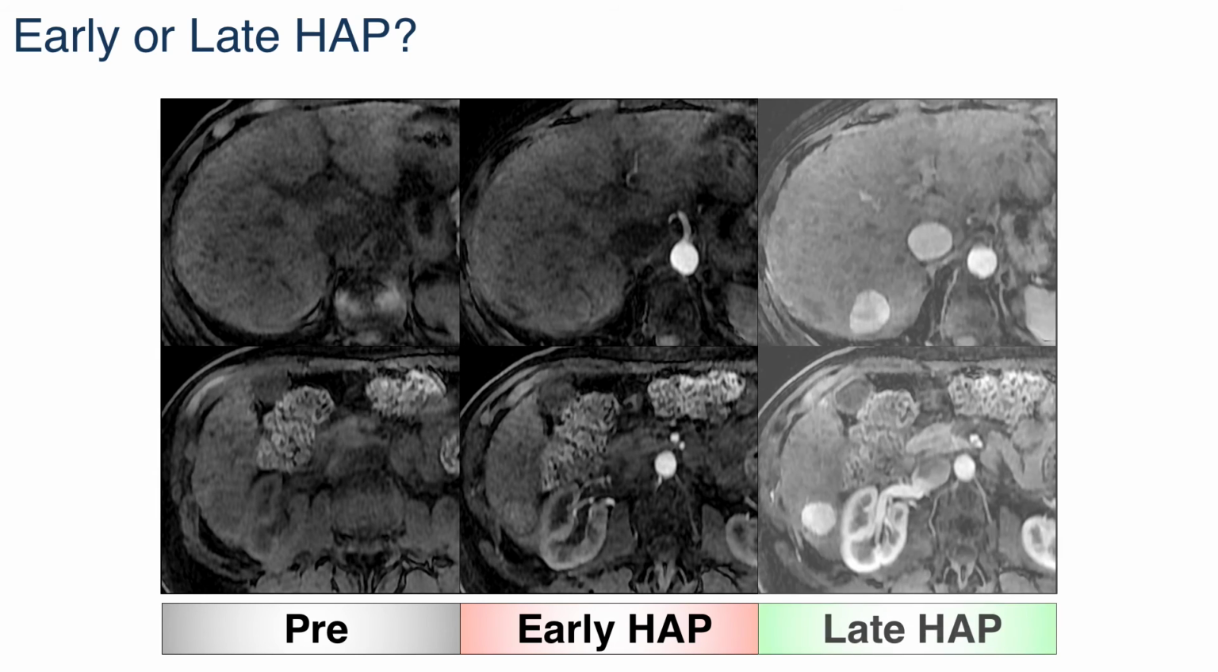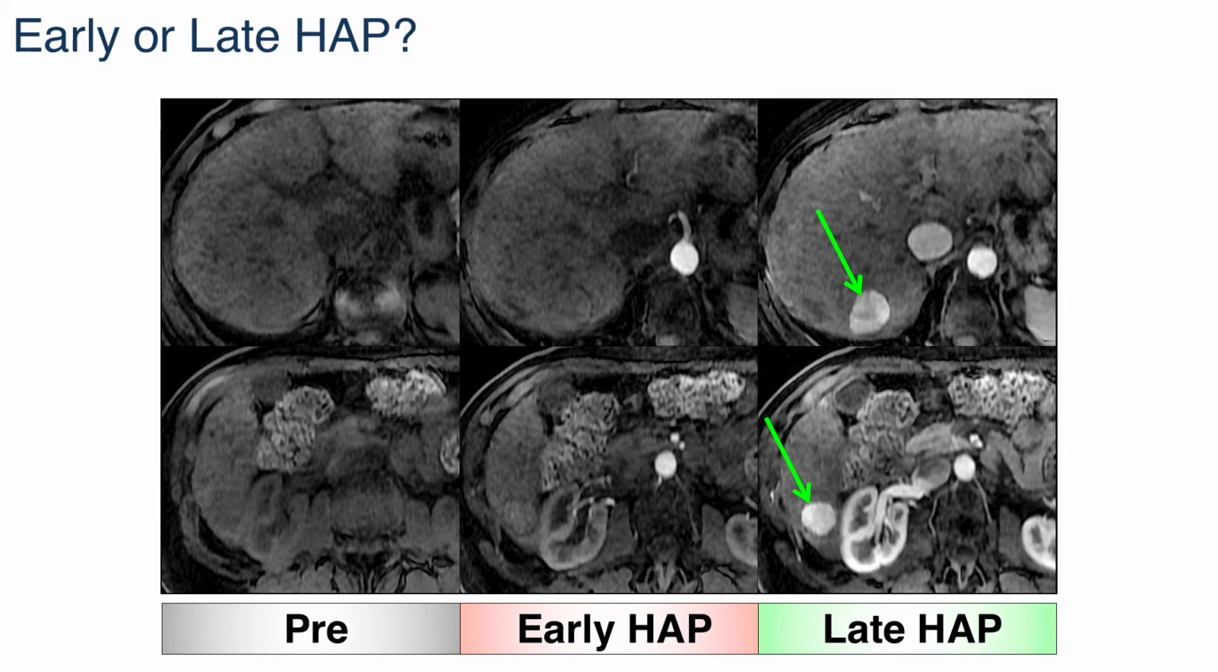Okay, but hard, right? 10 seconds later, not so hard. So you want to do late arterial phase imaging. Notice that on the late arterial phase, we have contrast in the portal vein. In the early arterial phase, we don't. So the key to seeing good arterial phase imaging is you've got to see contrast in the portal vein. If you don't see contrast in the portal vein, you're too early.